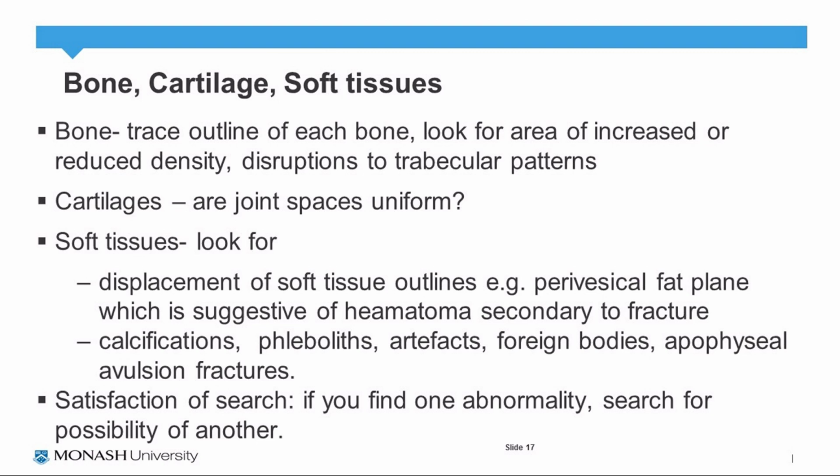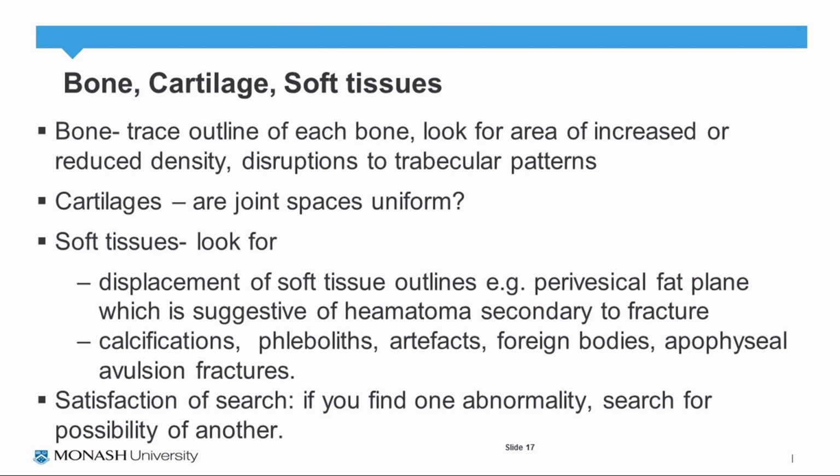Now moving to the bone, trace the outline of each bone so that you can see if there are any steps in the cortex, and also look for any changes in density, whether reduced or increased, which will affect the trabecular patterns. And with the joints, you need to check that the joint spaces are uniform.